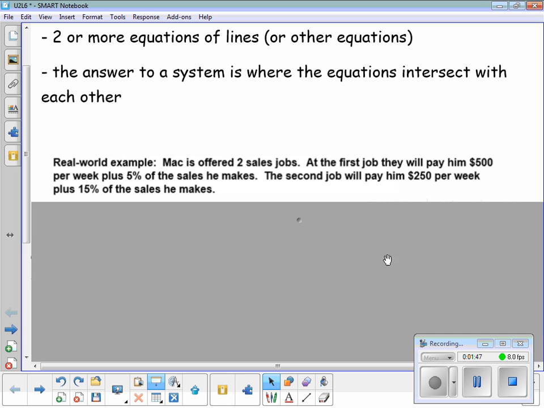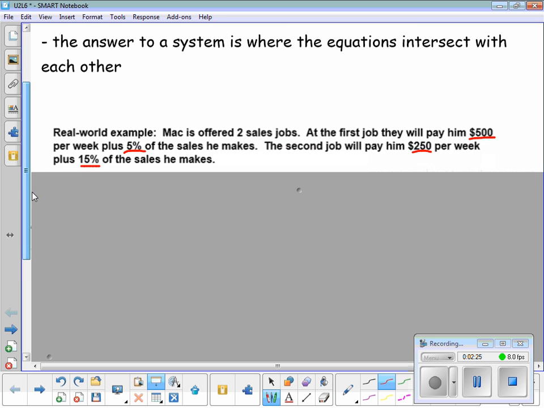Okay, so just looking at that, it's very difficult to determine which one is probably the best. So for instance, if he sells nothing, he's going to make $500. On the second job, if he sells nothing, he makes $250. So the first thing that we would probably consider is to choose the one with 500, because we would think that that would give us the most money. But the real difference then is the sales he makes. There's a huge difference also between 5% and 15%. So let's take a look at this.